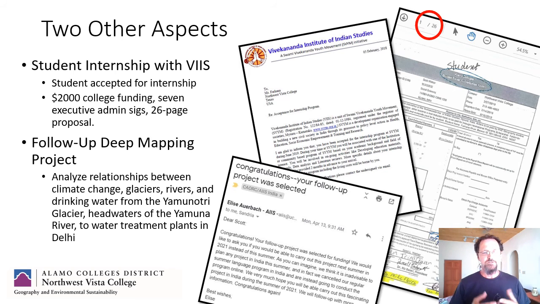But what it is, it's written here. It's a relationship between climate change, glaciers, and the Yamuna River. That is where New Delhi gets a large amount of its water. The proposal was for me to go do deep mapping, and a lot of it is influenced by Cyan's work in digital media, because I incorporated a lot of that into this. So thanks, Cyan, for all the work that you've done on that, because I'm stealing it right and left, and I'm going to try to see if I can do those kinds of things.